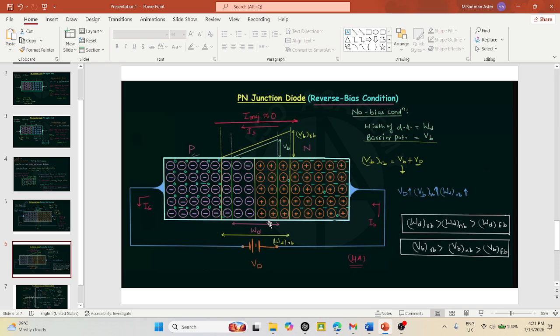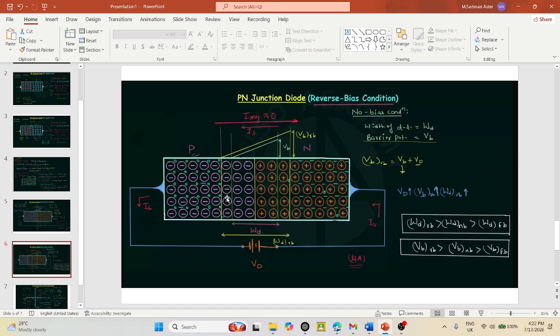As a result, the depletion region width will increase as electrons are drawn towards the positive terminal and holes towards the negative terminal. There will be more uncovering of negative immobile ions in the p side and more uncovering of positive immobile ions in the n side. So the depletion region will increase, and the barrier potential will also increase by the amount of VD, the external biasing source.